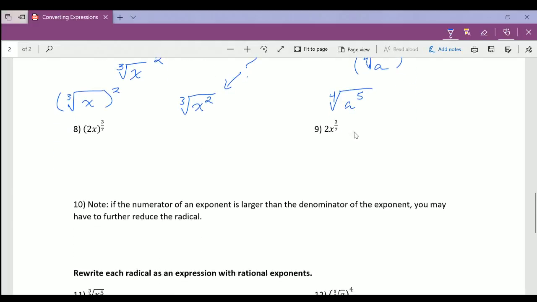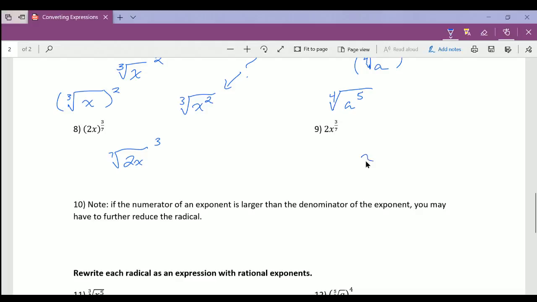Now this time, notice these are almost the same. Okay, here, because 2x is in parentheses, it's grouped together, that whole thing is the base. So it's going to form the radicand. 7 is the index, and then 3 is the exponent. Okay? The difference with 9 is that only the x is actually being raised to this exponent. The 2 is not part of that.